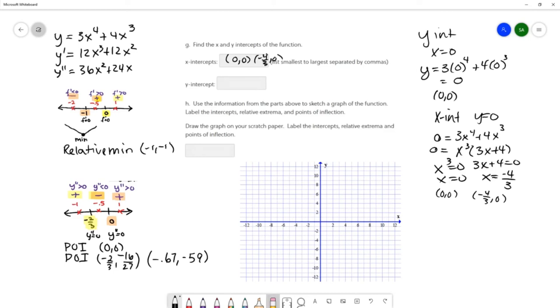And as I'm reading this, it doesn't state to list them as ordered pairs, so we're going to list them as negative 4/3 and 0. And we have a y-intercept at 0.